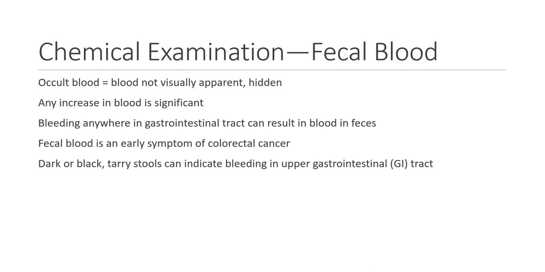What happens is you get these nodules in your colon, and they may be precancerous. As the stool, especially if it's rough, passes through, it could make those nodules bleed. So that, again, could be the first sign of cancer. Dark or black tarry stools can indicate bleeding in the upper GI tract.